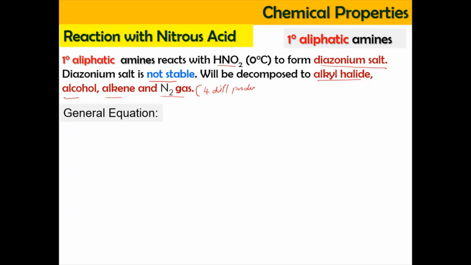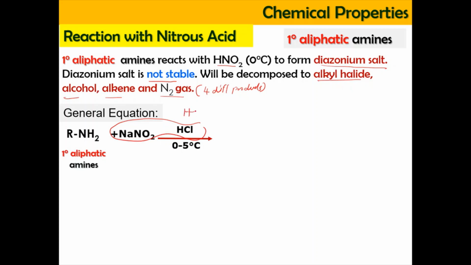Okay, and in order to understand this better, let us look into the general equation here. Let's say we have a primary aliphatic amine here, and then we're going to react that with sodium nitrite with HCl. This reaction here is going to form nitrous acid. This happens at low temperature because it needs to be prepared in situ, right? So what's going to happen here is that they're going to form a diazonium salt. The diazonium salt is going to look something like this, which is R N triple bond N plus with X minus here. This is called the diazonium salt, which is unstable.